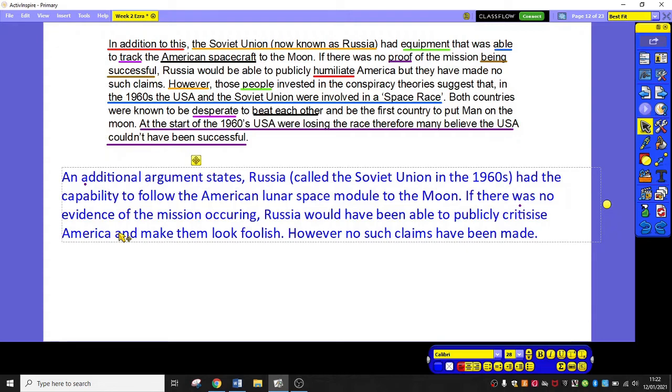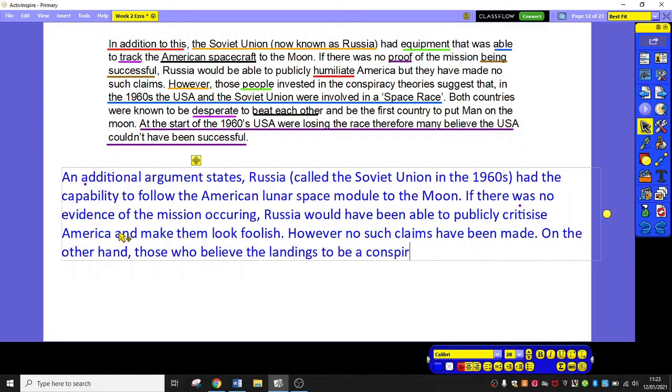So very easy, taking the essence of everything and then just rewriting it and changing some of the words. I've already put however. So instead of however, I have to put on the other hand. And again, I can get that from my list of phrases to aid cohesion that you were given yesterday. So on the other hand, instead of those people invested in conspiracy theories, I might put those who believe the landings to be a conspiracy think differently.